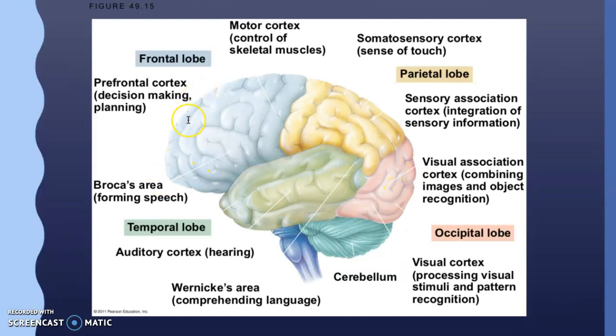And then the frontal cortex, the prefrontal cortex, is kind of the human part.